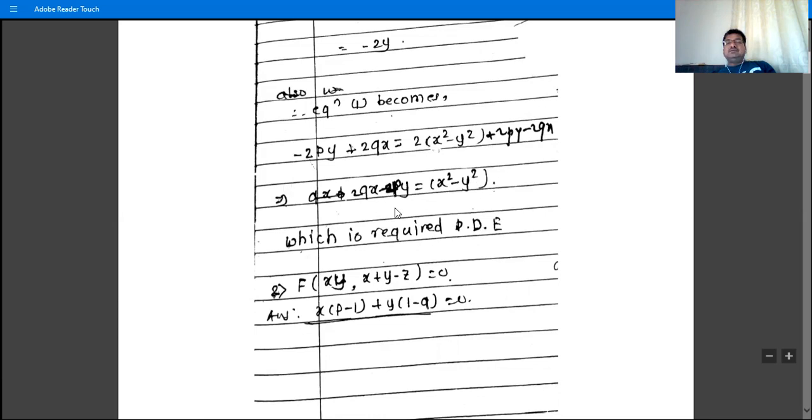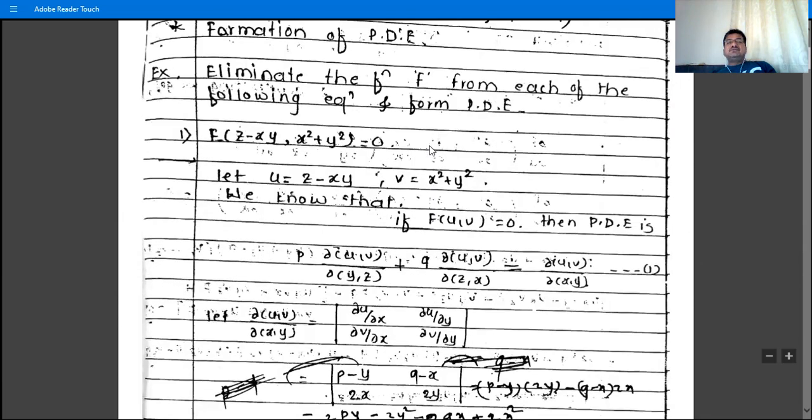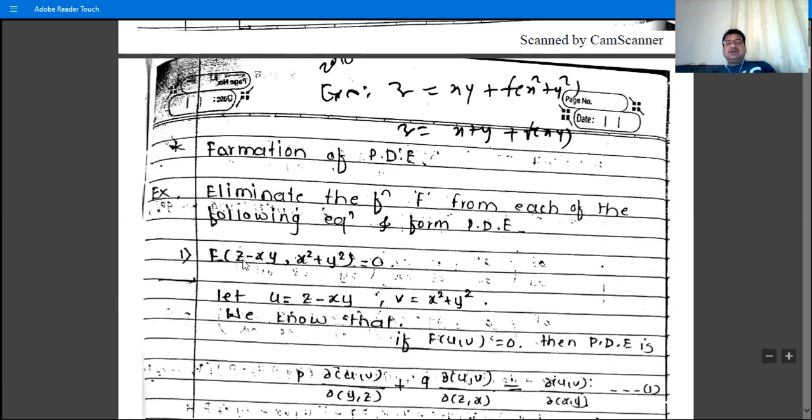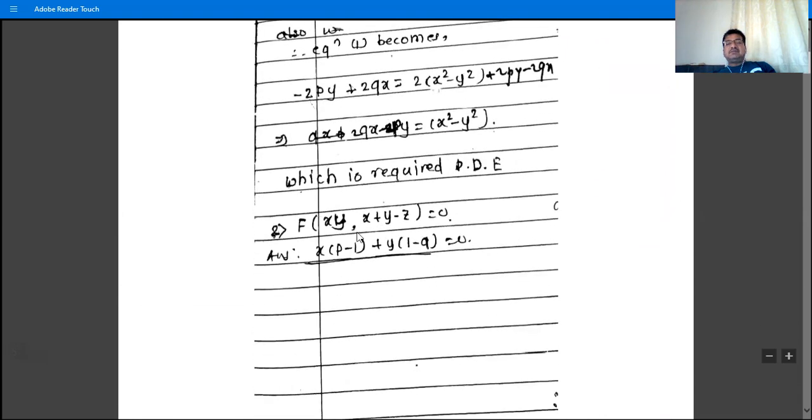Dividing throughout by 2, we have 2qx minus 2py is equal to x square minus y square, which is the required partial differential equation. That is, this is the partial differential equation whose solution is f of z minus xy comma x square plus y square is equal to 0. So this is the solution, and we have to find its corresponding partial differential equation.